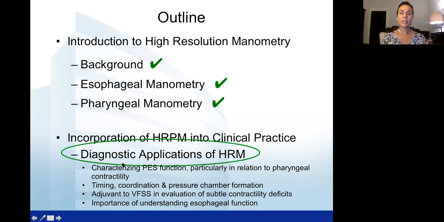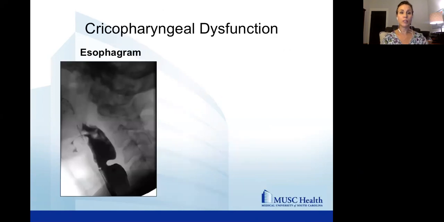We're going to look at 4 different areas. We're going to look at characterizing the pharyngoesophageal segment and how that function really interplays with pharyngeal contractility and how that can be seen very well on pharyngeal manometry. Also going to spend a little bit of time on timing, coordination, and the concept of a pressure chamber formation. We're going to discuss how we can use high-resolution manometry as an adjuvant to videofluoroscopy, particularly in the evaluation of some subtle contractility deficits. And lastly, but not least, but unfortunately just with our time constraints, we're just going to talk a little bit about the importance of understanding esophageal function, which I think is essential, and in no means, because we're spending a little less time talking about it, is it any less important.